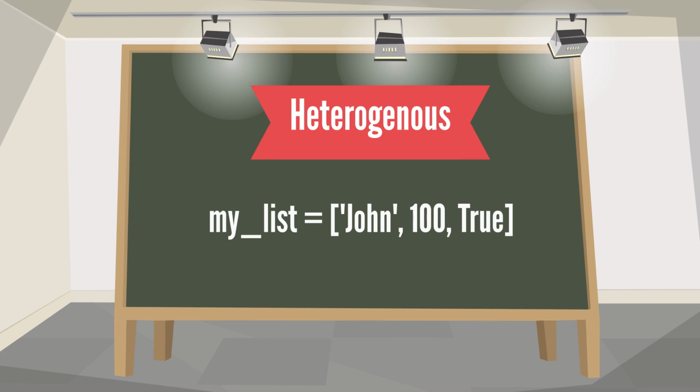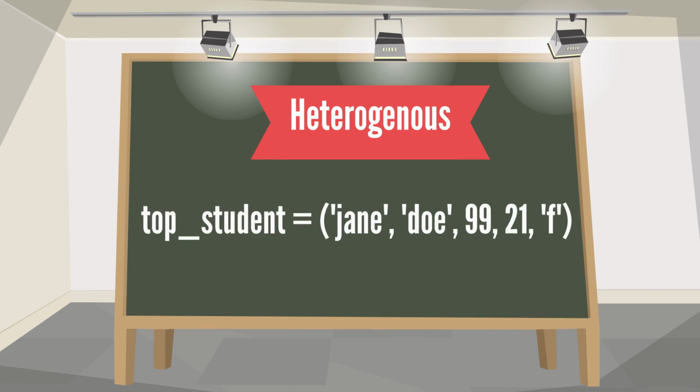In Python, data structures can be heterogeneous. What it means is you can have a mix of data types in a collection. That is, you can have an element which is of string type, another which is of Boolean, etc., all in the same collection. In this example, the list is made up of a string, an integer, and a Boolean, and the tuple also has different data types.